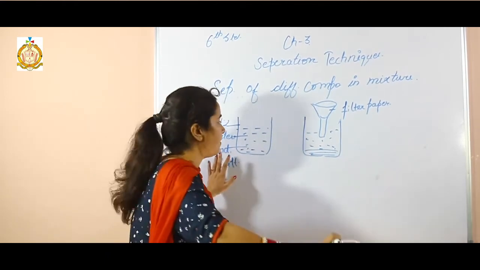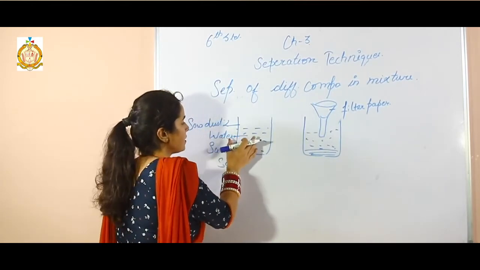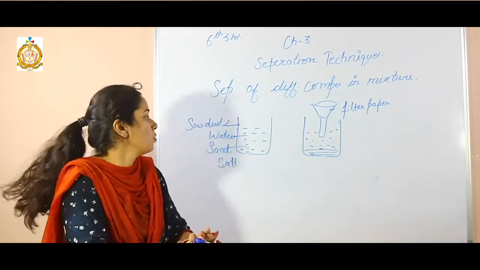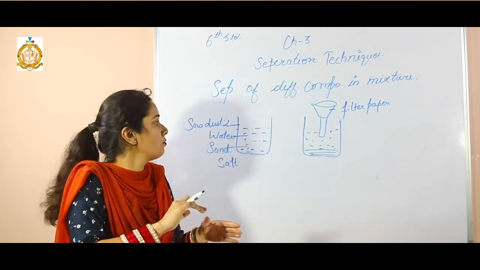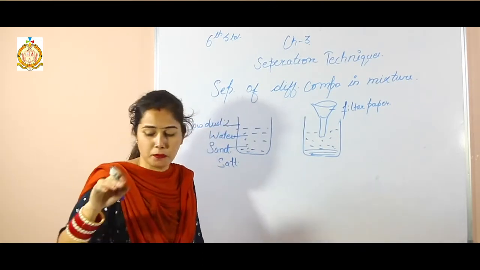Then after that what can we do? We can separate the water from this, and after that when we heat this water, we separate salt from the water. So this is the separation of different components in a mixture.